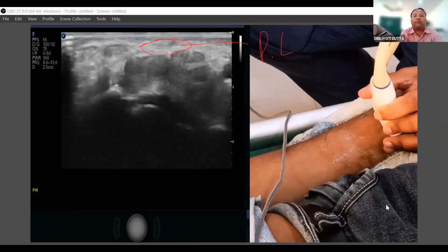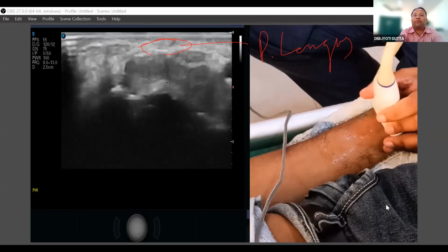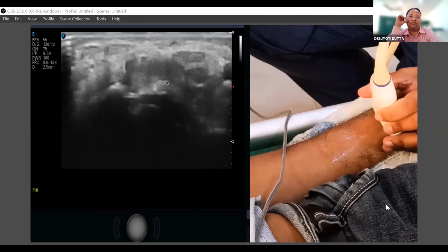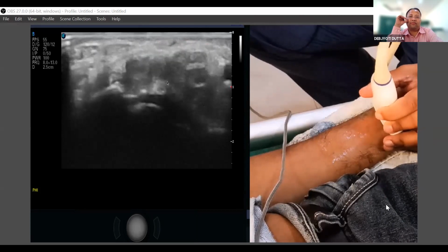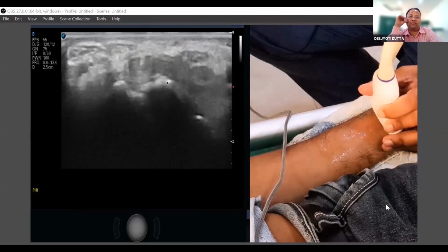So I think a few days back someone asked me, do you need a good USG machine? It is true. If you have a good USG machine, you will be able to see the structures so clearly. See, all the structures are clear.